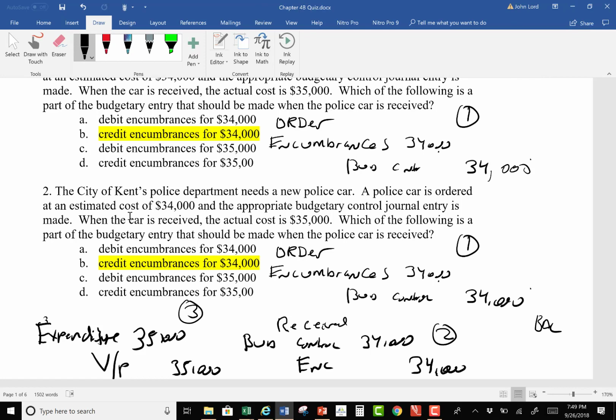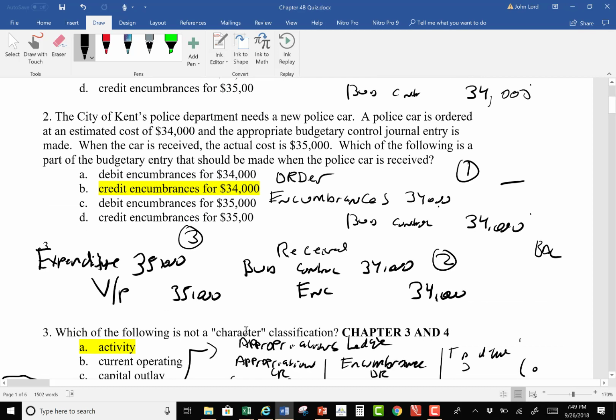Then when the stuff arrives, number 1, you can see it down here too. That's a duplicate. When you order this stuff, debit encumbrance, credit budgetary control. When the stuff is received, we do what? We debit the budgetary control, credit the encumbrance, don't we? And we debit the expenditure, credit vouchers payable for the actual amount. So is it true that when the goods are received, you would credit budgetary control?